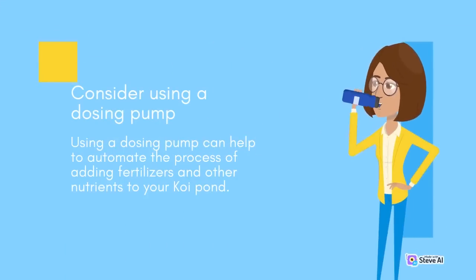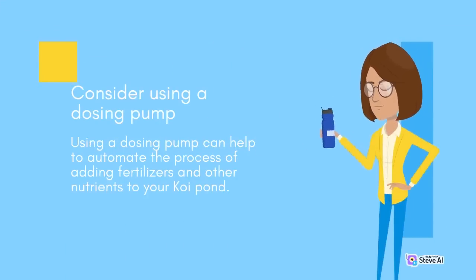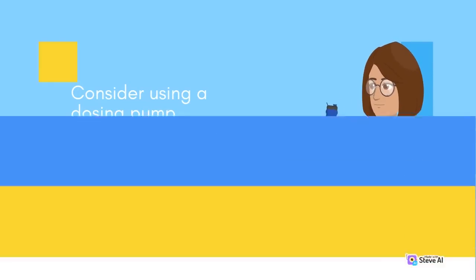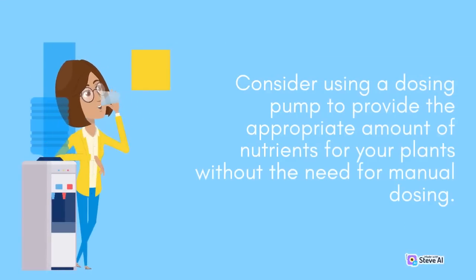Consider using a dosing pump. Using a dosing pump can help to automate the process of adding fertilizers and other nutrients to your koi pond. Consider using a dosing pump to provide the appropriate amount of nutrients for your plants without the need for manual dosing.